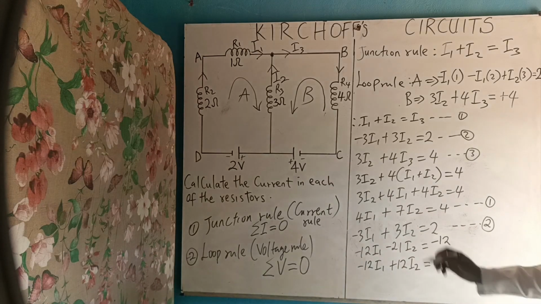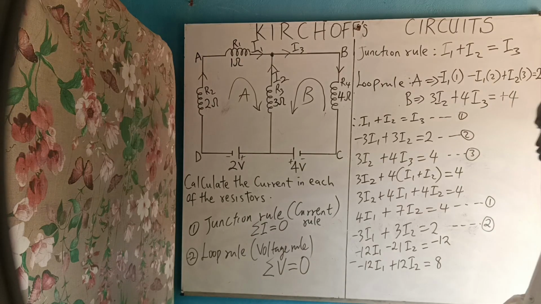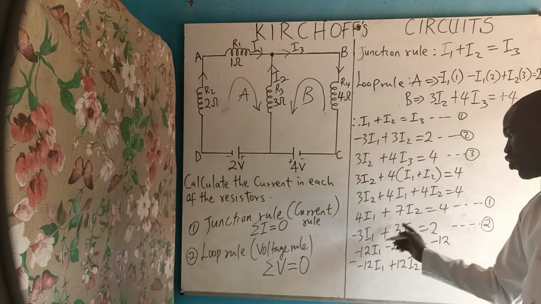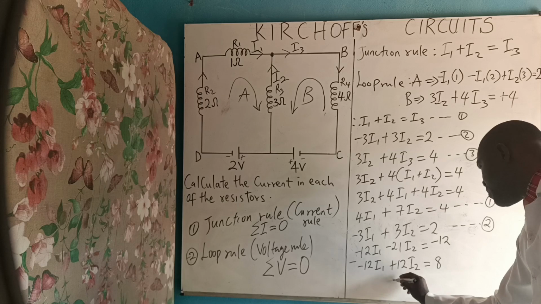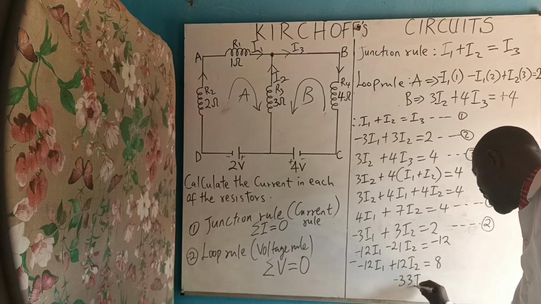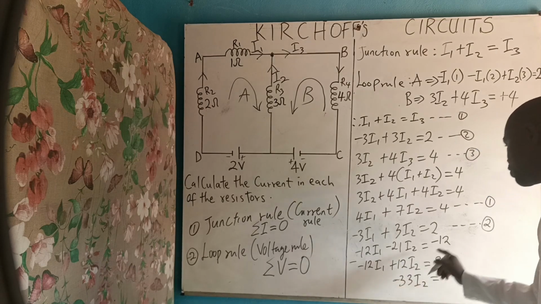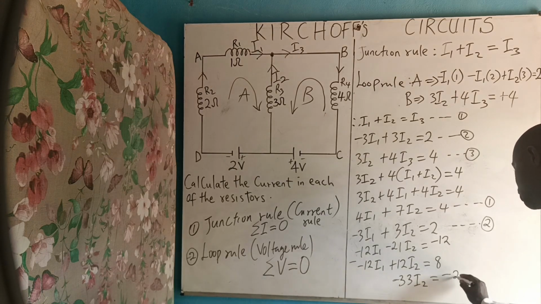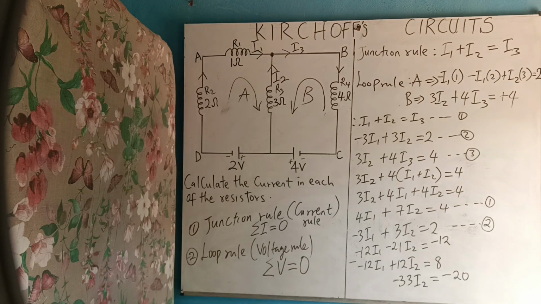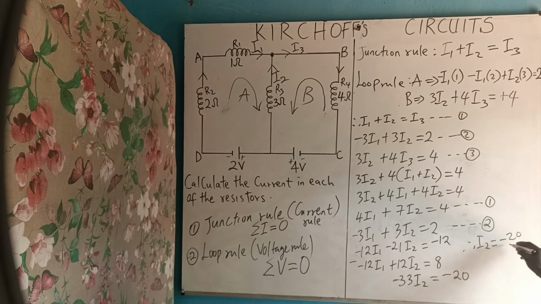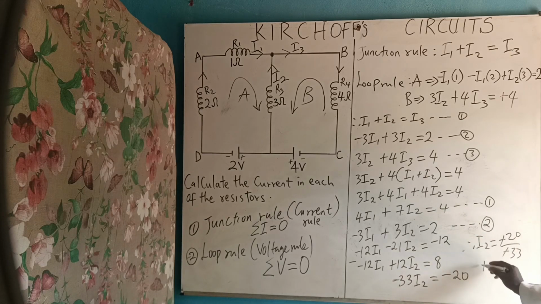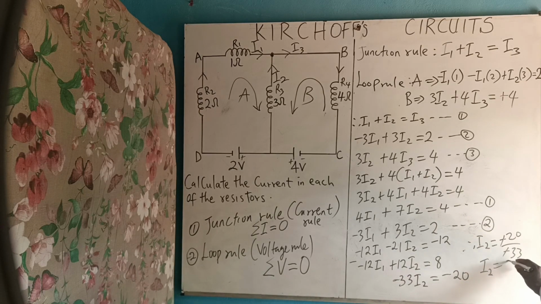And so, to eliminate, we will put minus. This minus this will go. This minus this will give me minus 33 I2, equals to this minus this will give me minus 20. So minus 12 minus 8 is minus 20. Therefore, my I2 will be equals to minus 20 over minus 33, equals to 20 over 33. So this will cancel this.